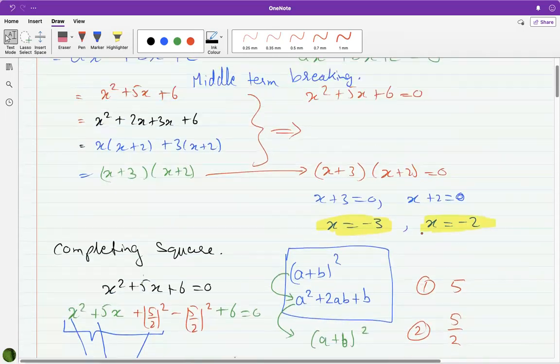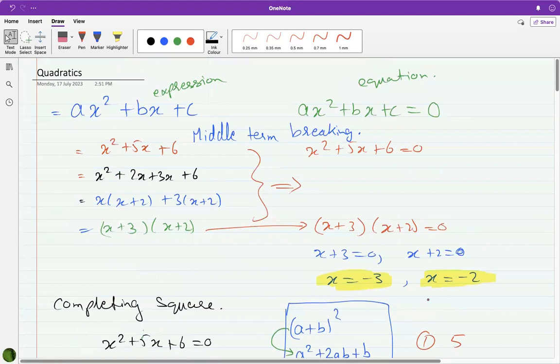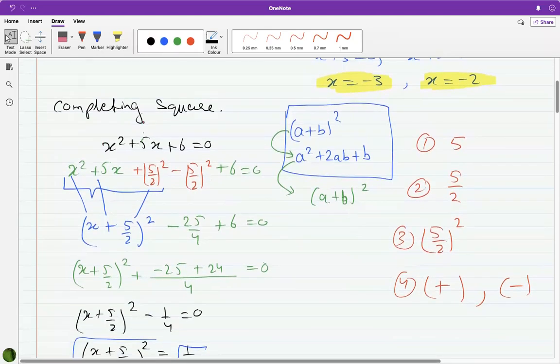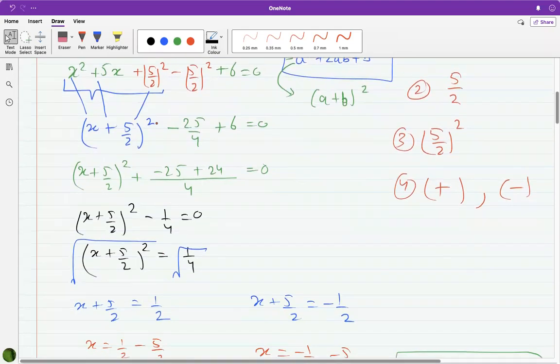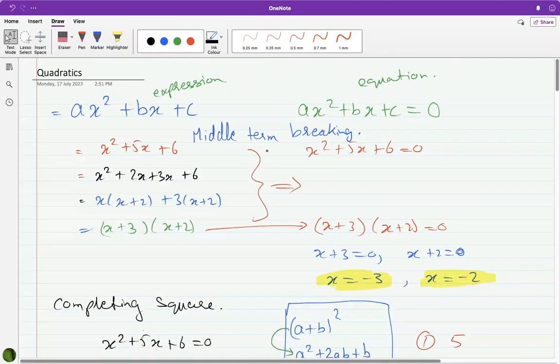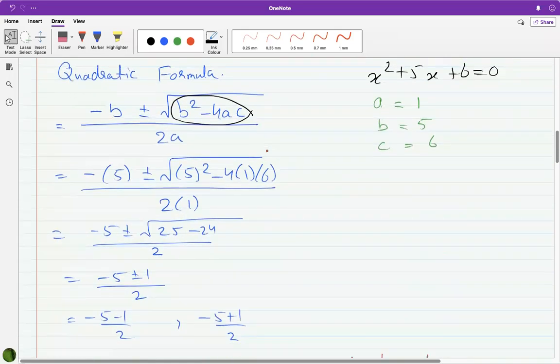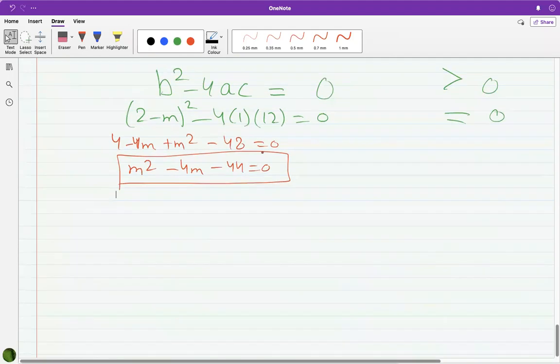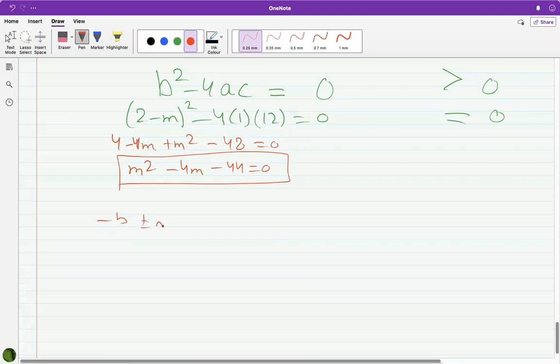I would like you to ask a few questions, anything which is creating confusion. Middle term breaking was O levels, completing the square is A level, but we will be doing this to a greater extent. So that's not an issue if you've forgotten this. But this is a prerequisite. Middle term breaking and the quadratic formula, where the equation has turned out to be a simple quadratic equation. Minus b plus minus square root of b square minus 4ac over 2a. Just plug in the values and you'll get your solution.